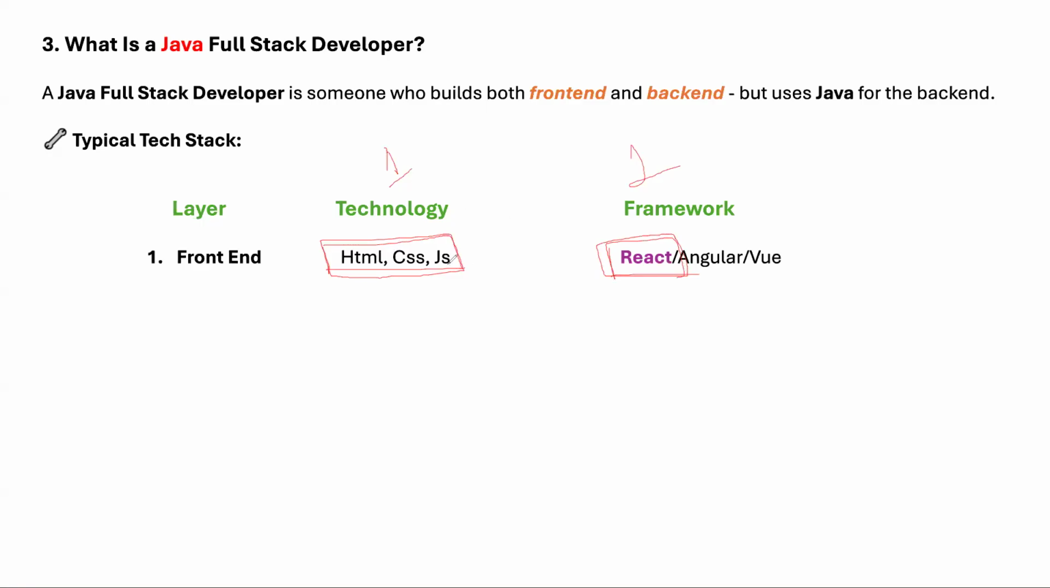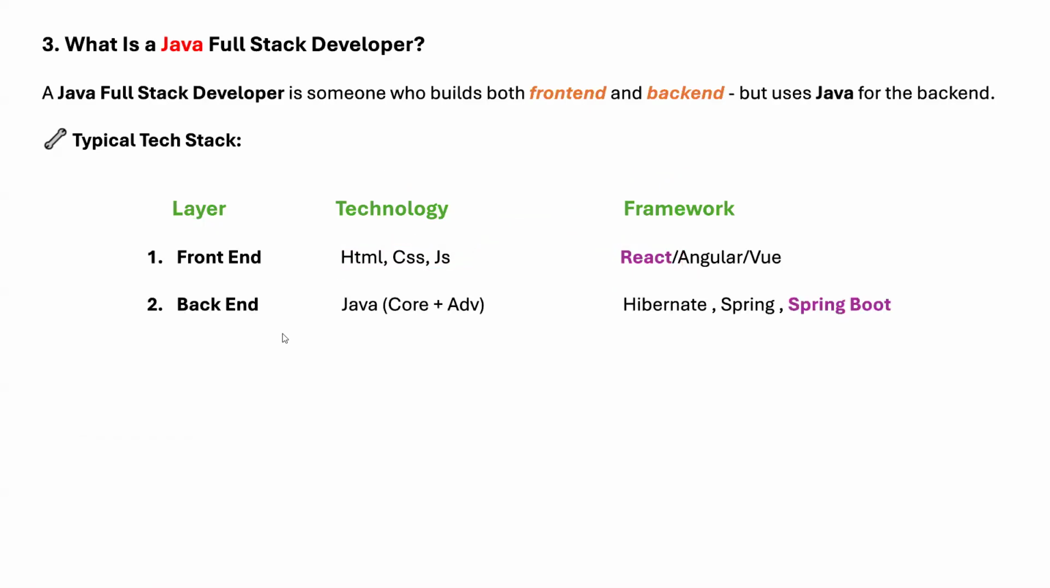So phase one is you have to learn HTML, CSS, JavaScript. On top of it, guys, you have to learn the frameworks. And this is not only for front end. The second layer is back end, right? In the second layer also, the same thing.